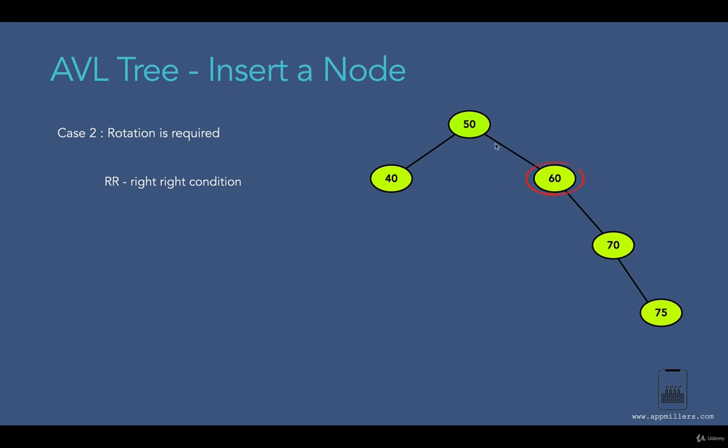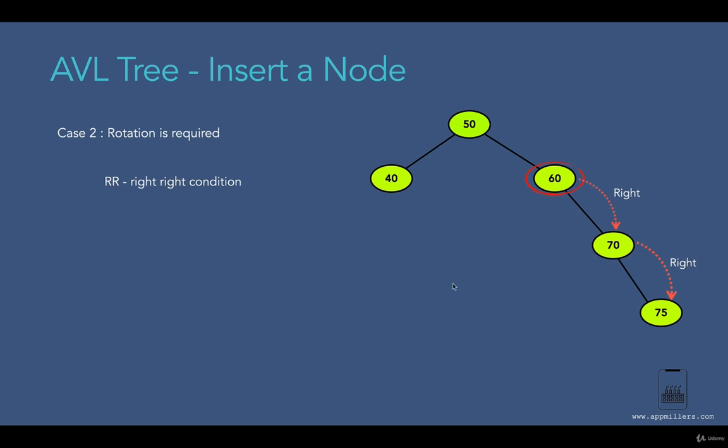So after finding this disbalanced node, the next step is we need to identify which condition this is. As we said before, to identify the condition, we need to find a path from this disbalanced node to its grandchild. Now in this case, the grandchild of 60 is 75. So the path to the 75 will be right child and right child. So this means that this is right-right condition.